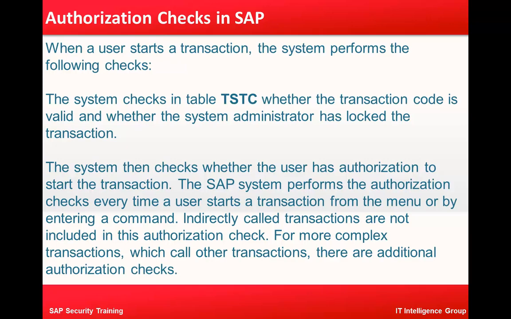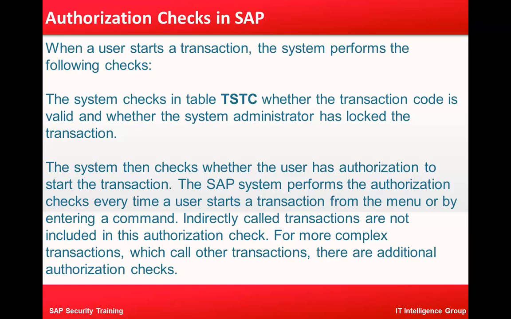So that is the first check, that is, it will go into the table called TSTC and find out the information whether the T code is valid or not. And after that, if the T code is valid, it will check whether it is locked or not. Okay, then the system checks whether the user has the authorization to start the transaction. So it will go into PFCG and check whether the roles which are required to perform that particular transaction are assigned to the user or not.